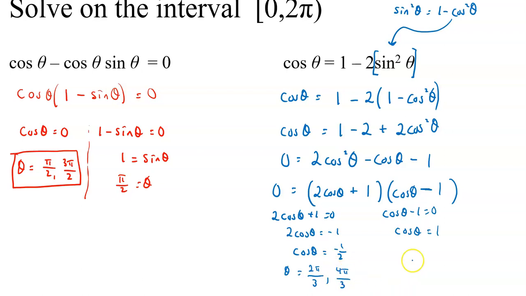The cosine is 1 at 0 and 2 pi, but the question said don't include the 2 pi, right? So I'm only going to include the 0. So theta equals 0, 2 pi over 3, 4 pi over 3. If the question had put a bracket around that 2 pi, then I would have included the 2 pi in my solution as well.